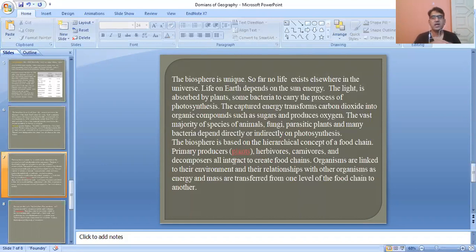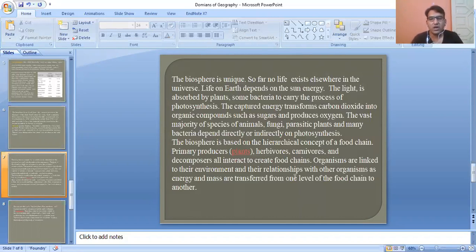Primary producers like plants, herbivores, carnivores, and decomposers all interact to create food chains. So in a food chain, some are the producers, some are the consumers, and some are the decomposers. These all come close together, interact with each other, and give shape to the food chains. So food chains are being distributed and proceed further into different forms, and the different species get that in a different format, because of that life continues there.